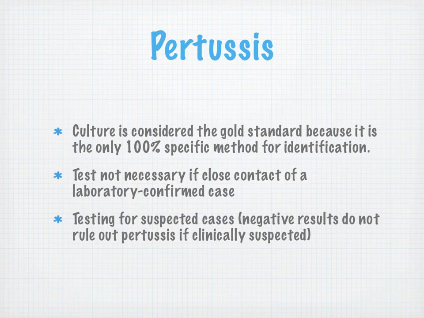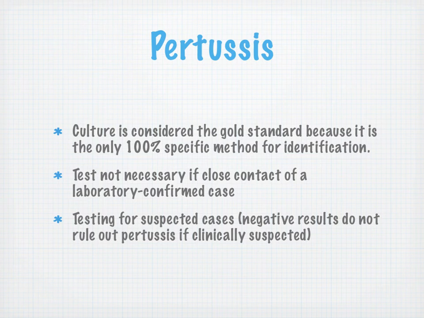Okay, the next slide there. Culture is considered the gold standard because it's the only 100% specific method for identifying pertussis. The test is not necessary if close contact of a laboratory confirmed case. So let's just say a patient of mine a few years ago came in and said, my boyfriend has pertussis and now I've got these symptoms. Well, I'm just going to assume that my patient has pertussis and treat presumptively. There's no need for me to waste the resources on a test.